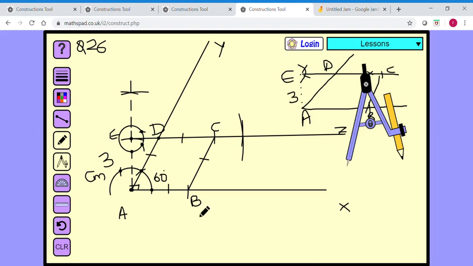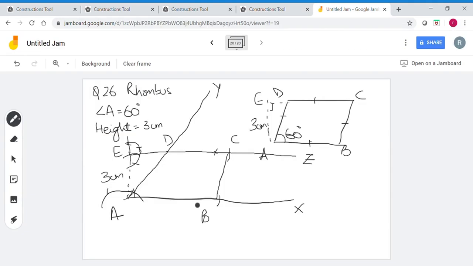So let me write your homework questions. Your homework questions are, for this one, it is question 22.